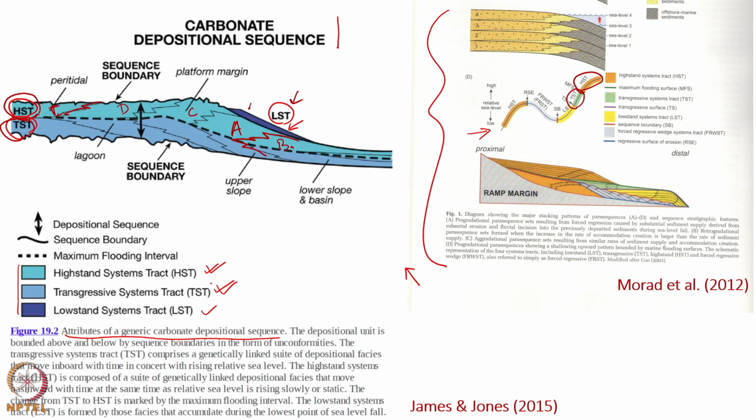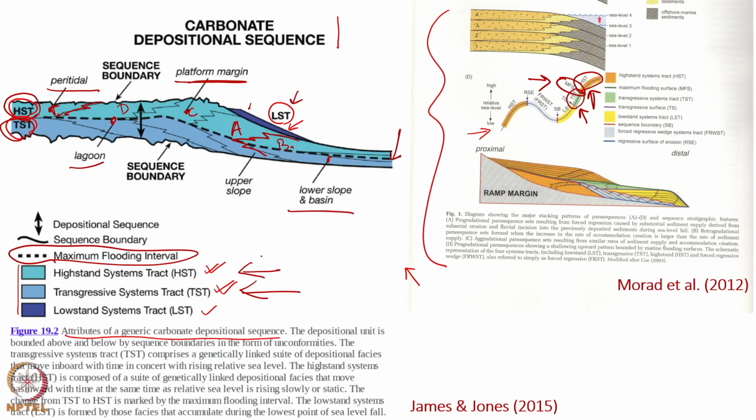In between the TST and the HST lies the maximum flooding interval or the maximum flooding surface, shown by these dashed lines. In this diagram, between TST and HST lies the maximum flooding surface or the MFS. Different portions further can be presented. This is the place of lagoon, it is the place of platform margin, this is the peritidal region, this is the lower slope and basin, this portion is the upper slope.